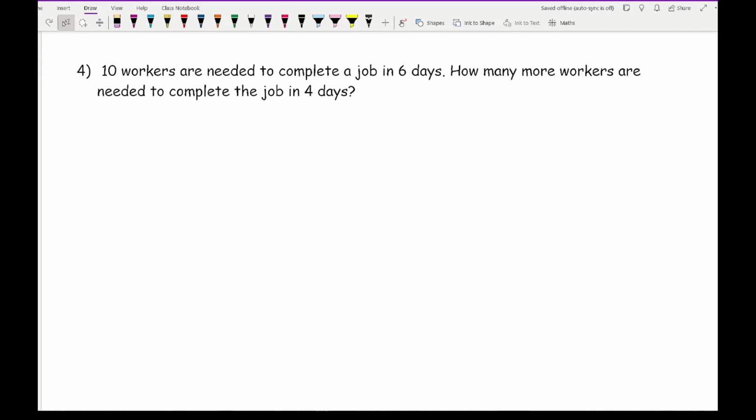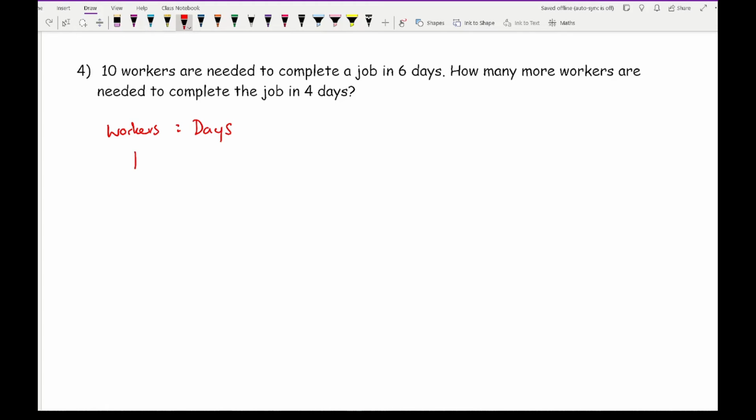Now if we use the method that we used for the previous ones, then what we find is we've got the number of workers and we've got the number of days. Now reading the question, we want this job to be completed quicker, so you're going to need more workers to do that. So here we're going to be expecting an answer that's bigger than 10.